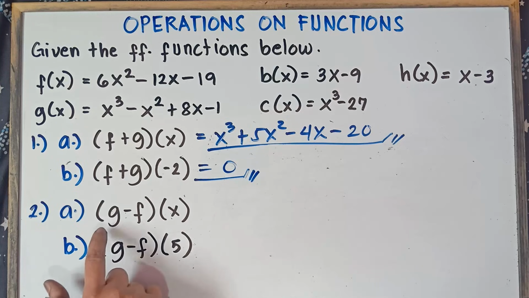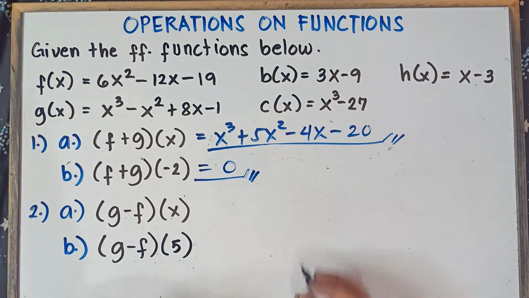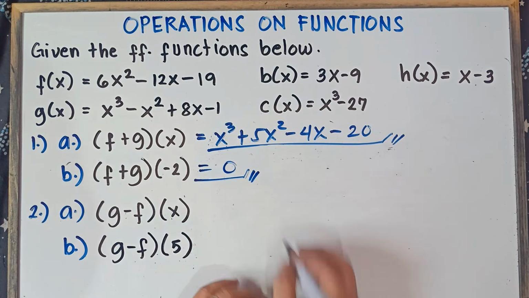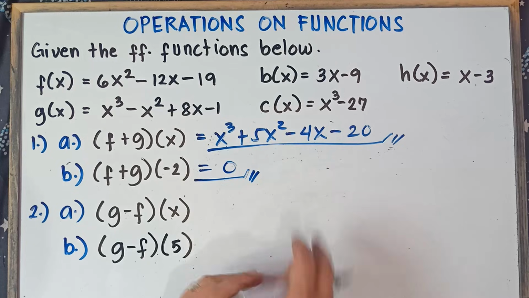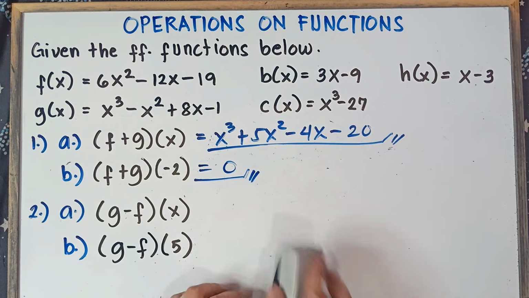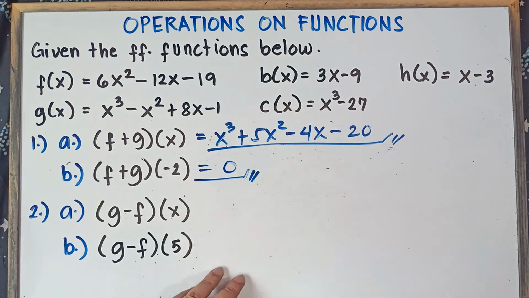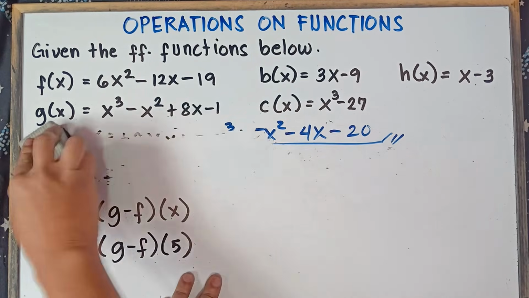So letter A, G minus F of X. So we can write this one, G of X. So we don't have enough space, class. So you pause the video, class. I'll be erasing number 1. So once again, class, you pause the video. I'll be erasing number 1 because we don't have enough space for number 2.